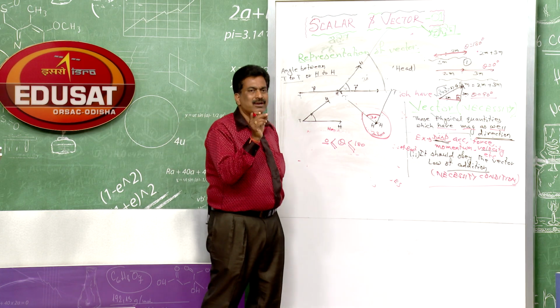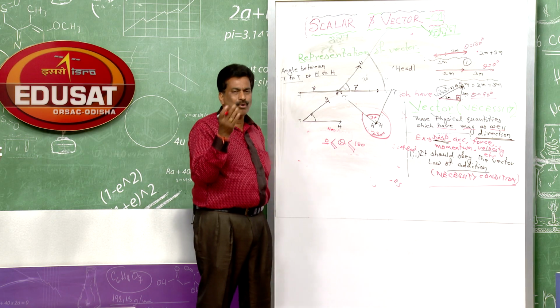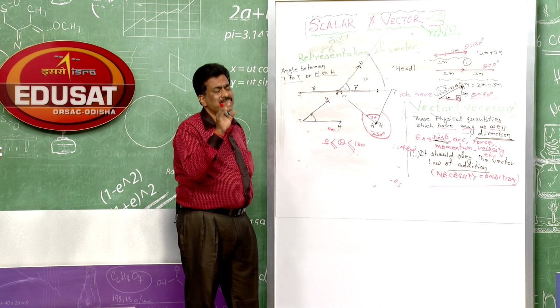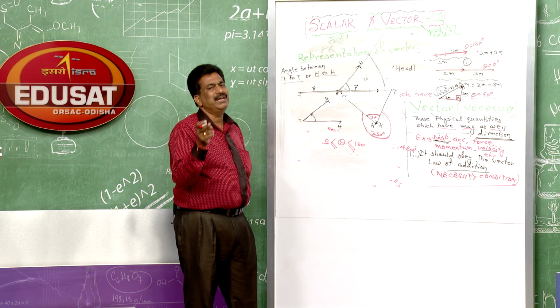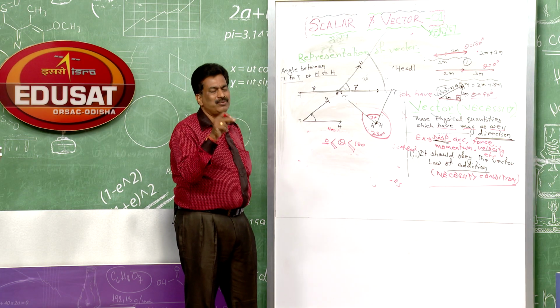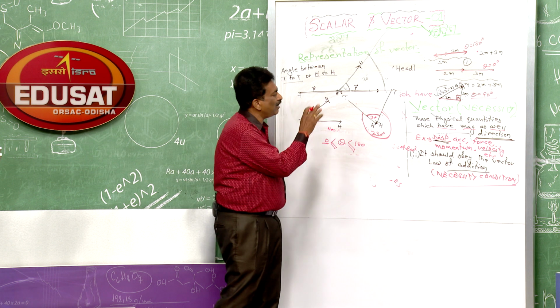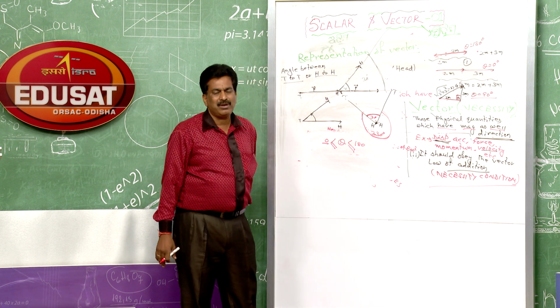If the angle comes more than 180 degrees, then you have to subtract it from 360 degrees. The smallest angle will indicate the angle between the two vectors. Are you clear, my students?